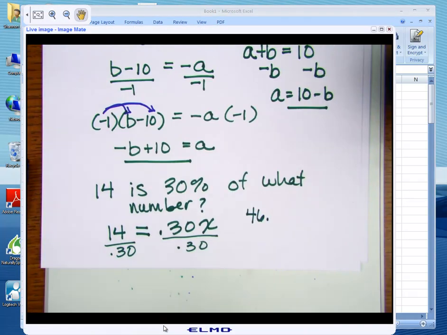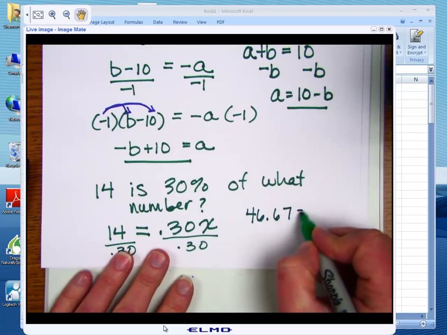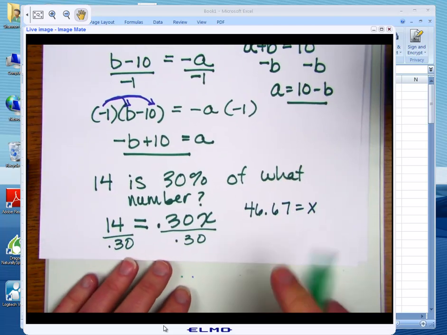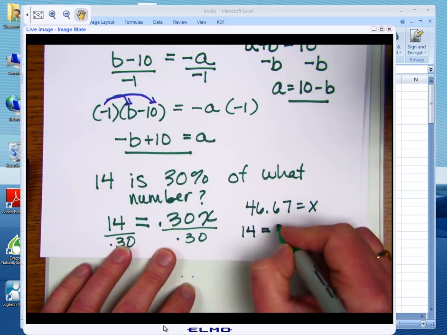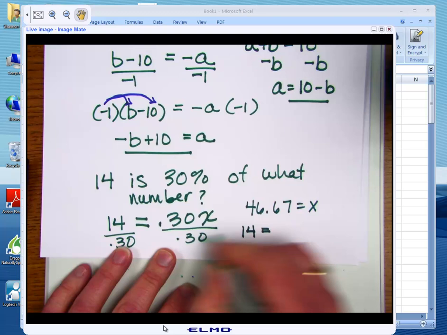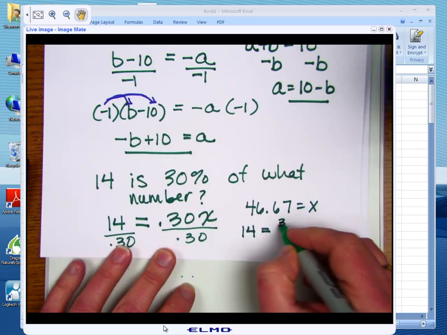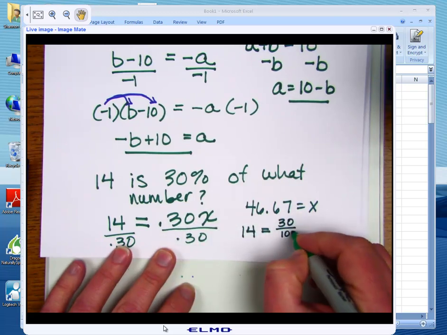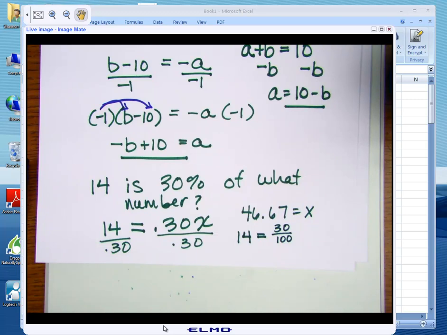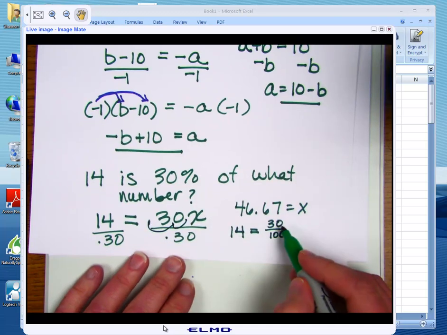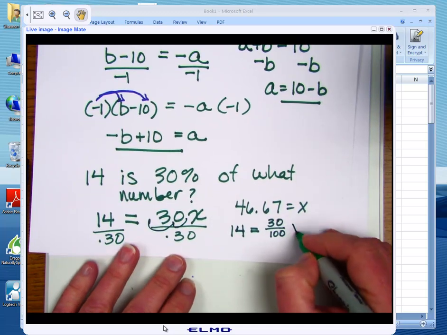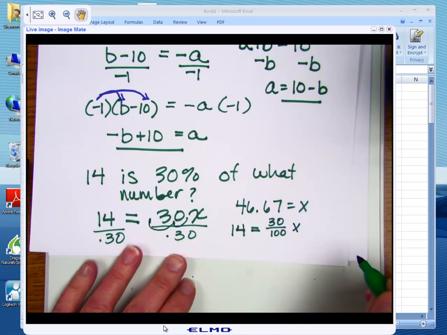That equals x. But now you're worried about the decimal. One thing you can do is represent any decimal as a fraction by putting it over, in this case, 30 over 100. We could also put 3 over 10 for that matter. The reason for doing that is I moved the decimal 2 places. 30 over 100 is the fraction representation of 0.30.